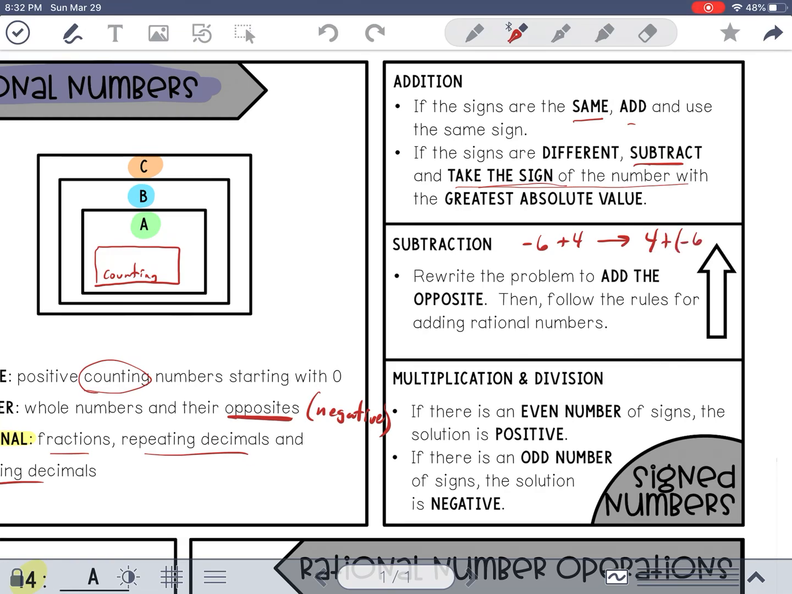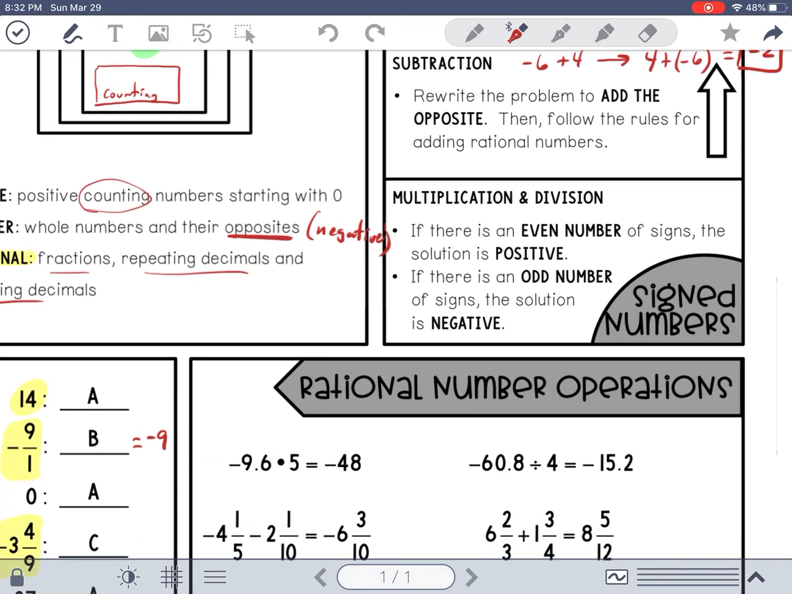It's telling you to say plus a -6. So you'd be saying 4 minus 6, and there, as you get your rules up top, if there are different signs, you're going to subtract and take the sign of the largest one. In this case, 4 minus 6 would be -2, for that example.